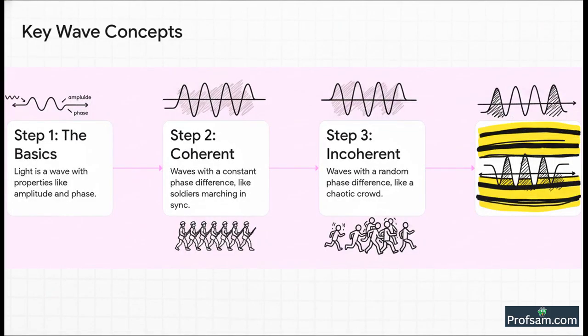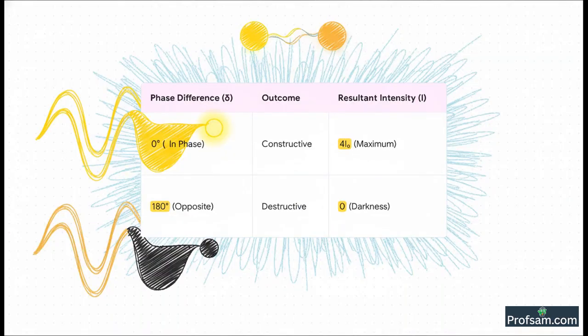So let's see how this all fits together to build the most important concept in this entire chapter. Okay? Step 1. We now accept that light is a wave and it has something called phase. Good. Now imagine you have two waves. If their phase difference is constant, what does that mean? It means they are perfectly in sync, just like soldiers marching in step. We call them coherent waves. Now what if their phase difference is totally random, like a chaotic crowd of people running around? Well, we call them incoherent. And this brings us to the most crucial point, the main takeaway from this slide. You will only see those stable, visible patterns of bright and dark spots if and only if the waves are coherent. And this table here shows you exactly what happens.